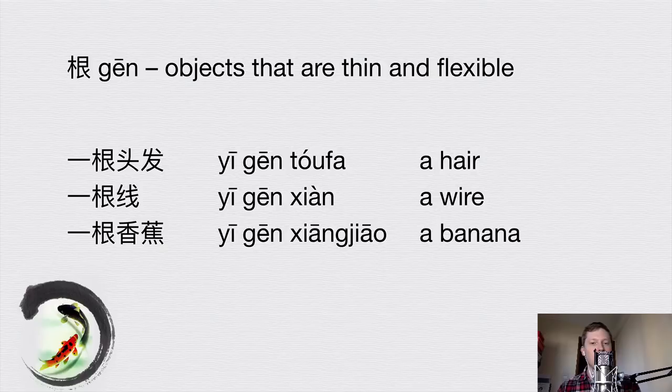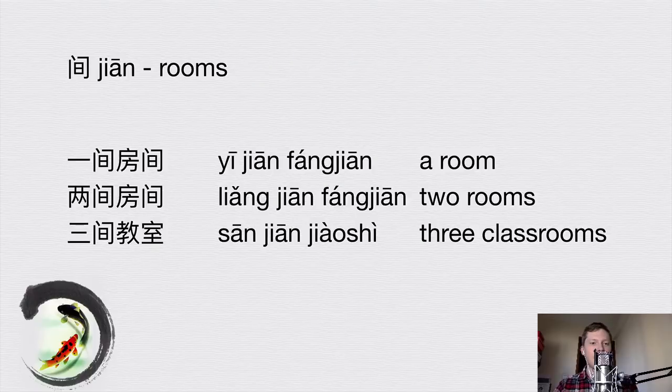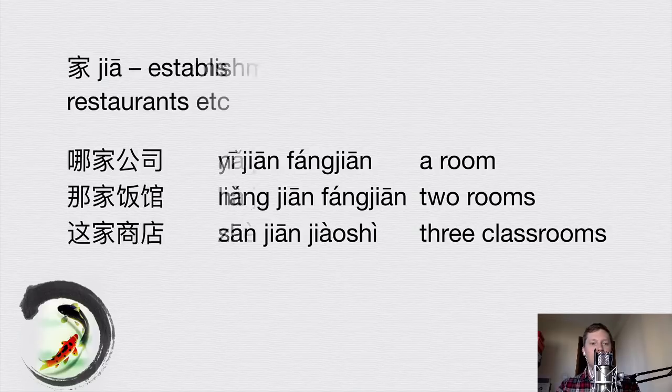For example, 一根头发 means a hair or one hair. 一根线 would be a wire. And 一根香蕉 a banana. 间 is a measure word that's often used for rooms. For example, 一间房间 would be a room. 两间房间 two rooms. 三间教室 three classrooms.